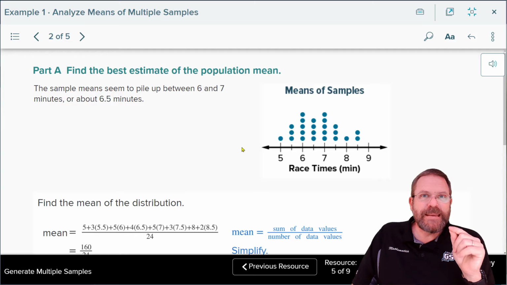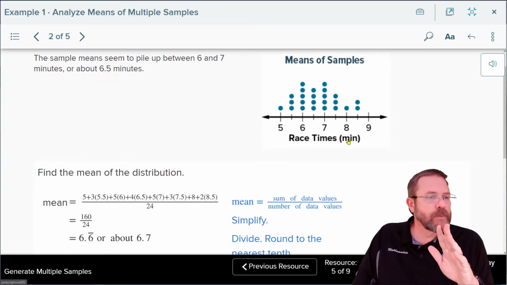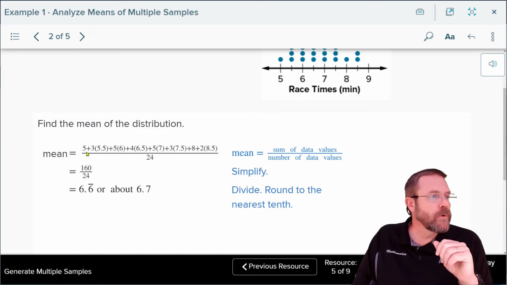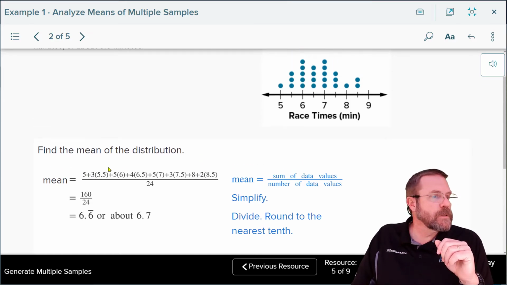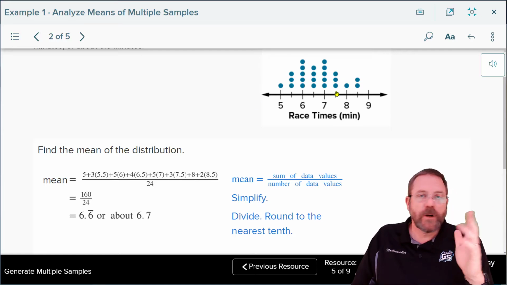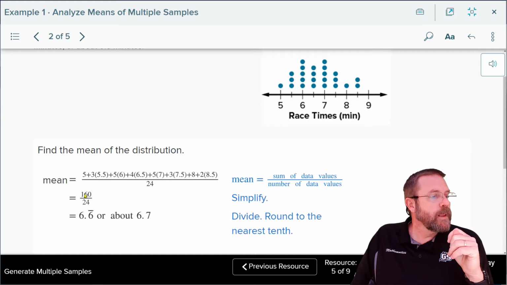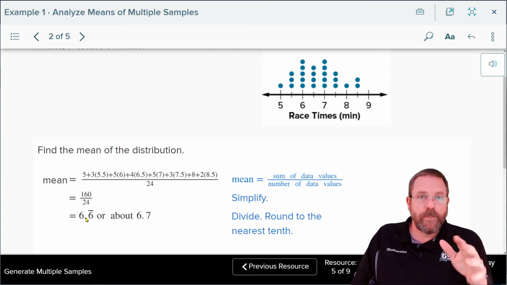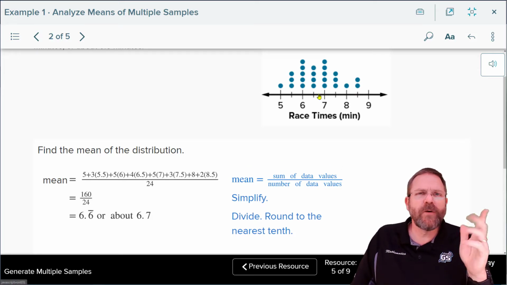Now, if you found the mean of the distribution of all of these data points, that means you're adding each one up, and you see they have the 3 times 5.5 because there's 3 of them. They have 5 times 6 because there's 5 6s here, and so on. So you added them up, and then you divided that by the 24 data points. I guess I was wrong about that information. And when you do that, you end up getting about 6.7, or 6.6 repeating, which rounds to 6.7. So the mean of the distribution is going to be about 6.7, which would be about right here on our chart.